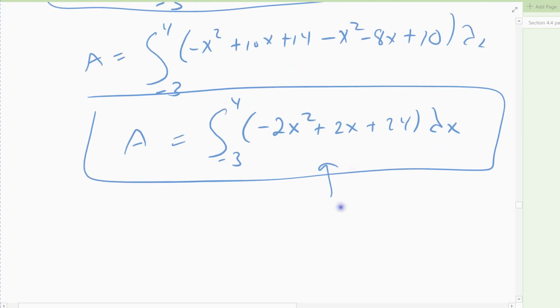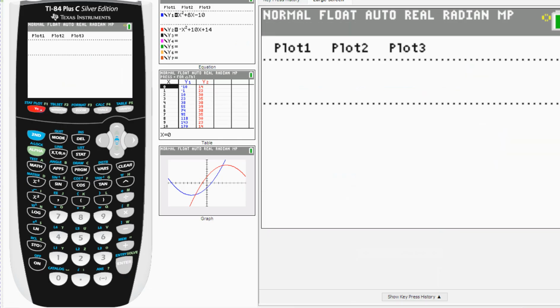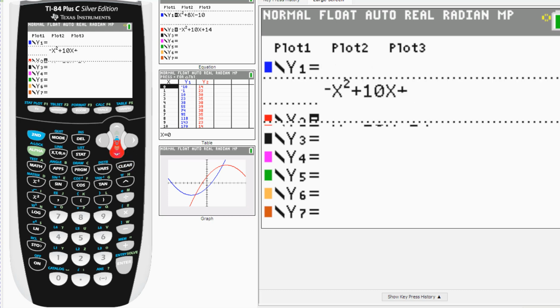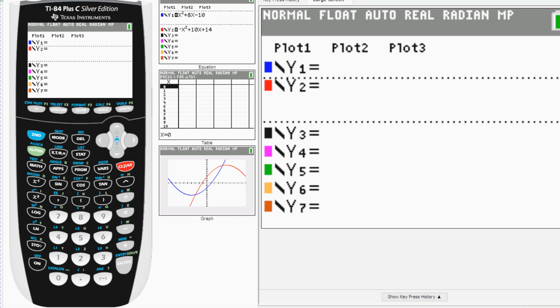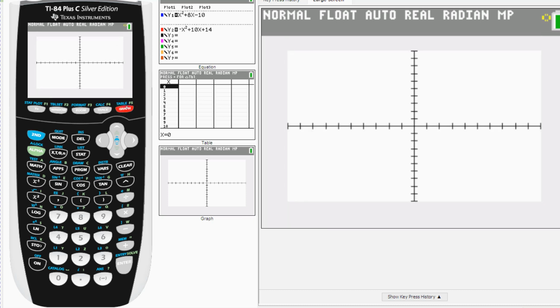Now, again, I'm going to solve this algebraically. So I'm going to regraph. I'm going to graph this new function, which I can solve using the fundamental theorem of calculus. So I'm going to regraph that: -2x squared plus 2x plus 24. So I'm going to go back to my graphing calculator. I'm going to clear out what I have. Clear. So -2x squared plus 2x plus 24 was my new function. I'm going to leave the same window I had before.